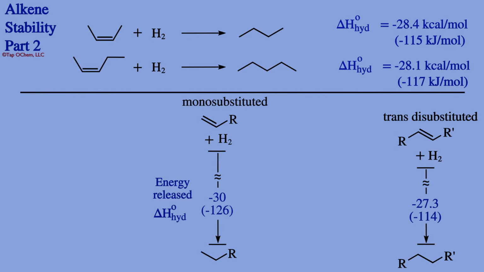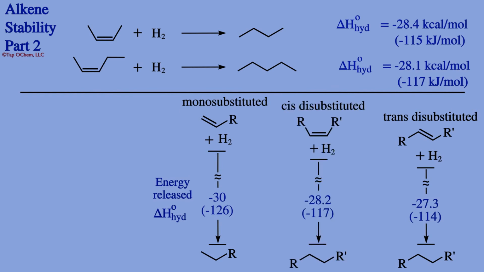In the animation on alkene stability Part 1, we discuss in detail how steric hindrance between alkyl groups forces cis-alkenes to be less stable than trans-alkenes. Let's now place the general value for cis-disubstituted alkenes on the lower part of the screen. From these heat of hydrogenation data, we can see that the energy level for cis-disubstituted alkenes is higher than trans-disubstituted alkenes.